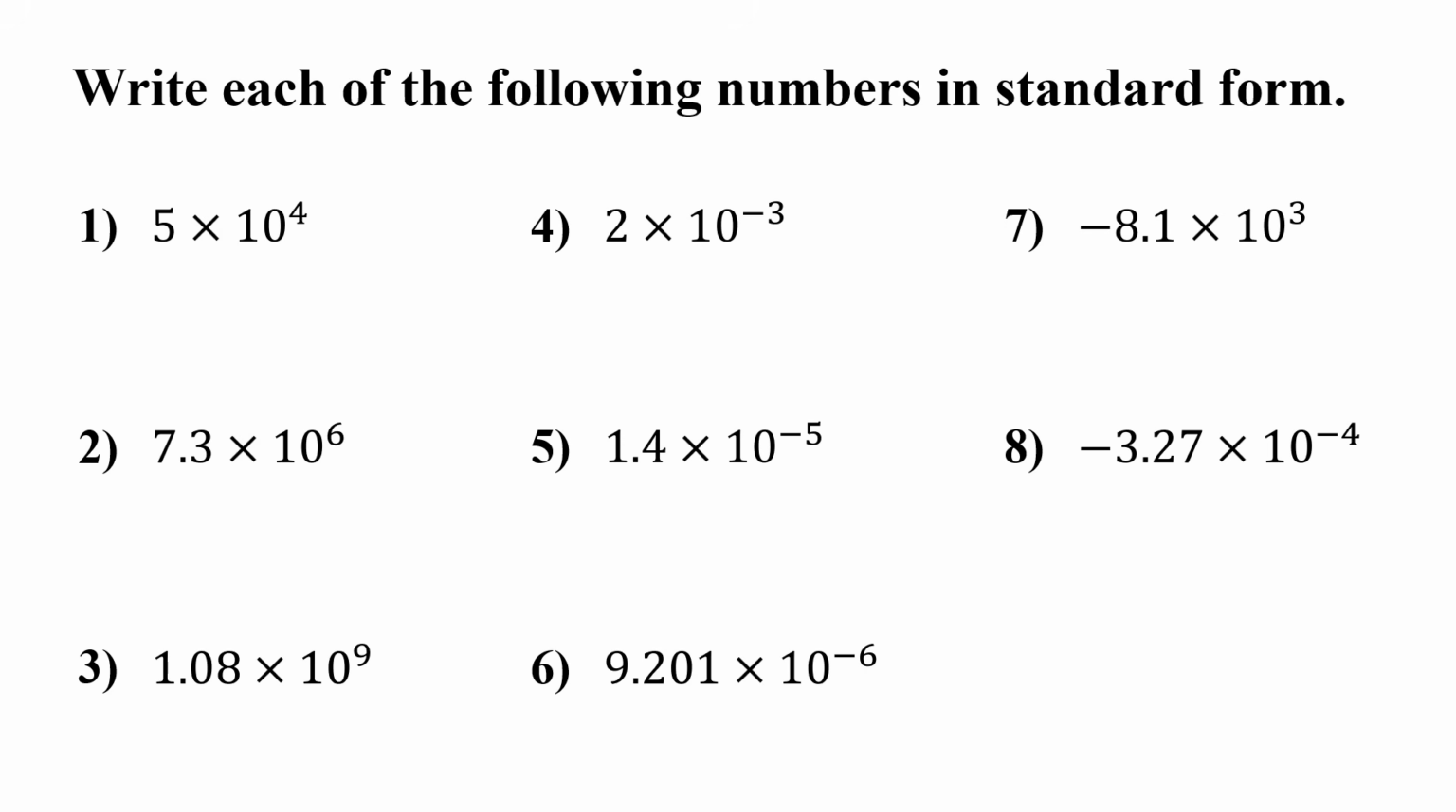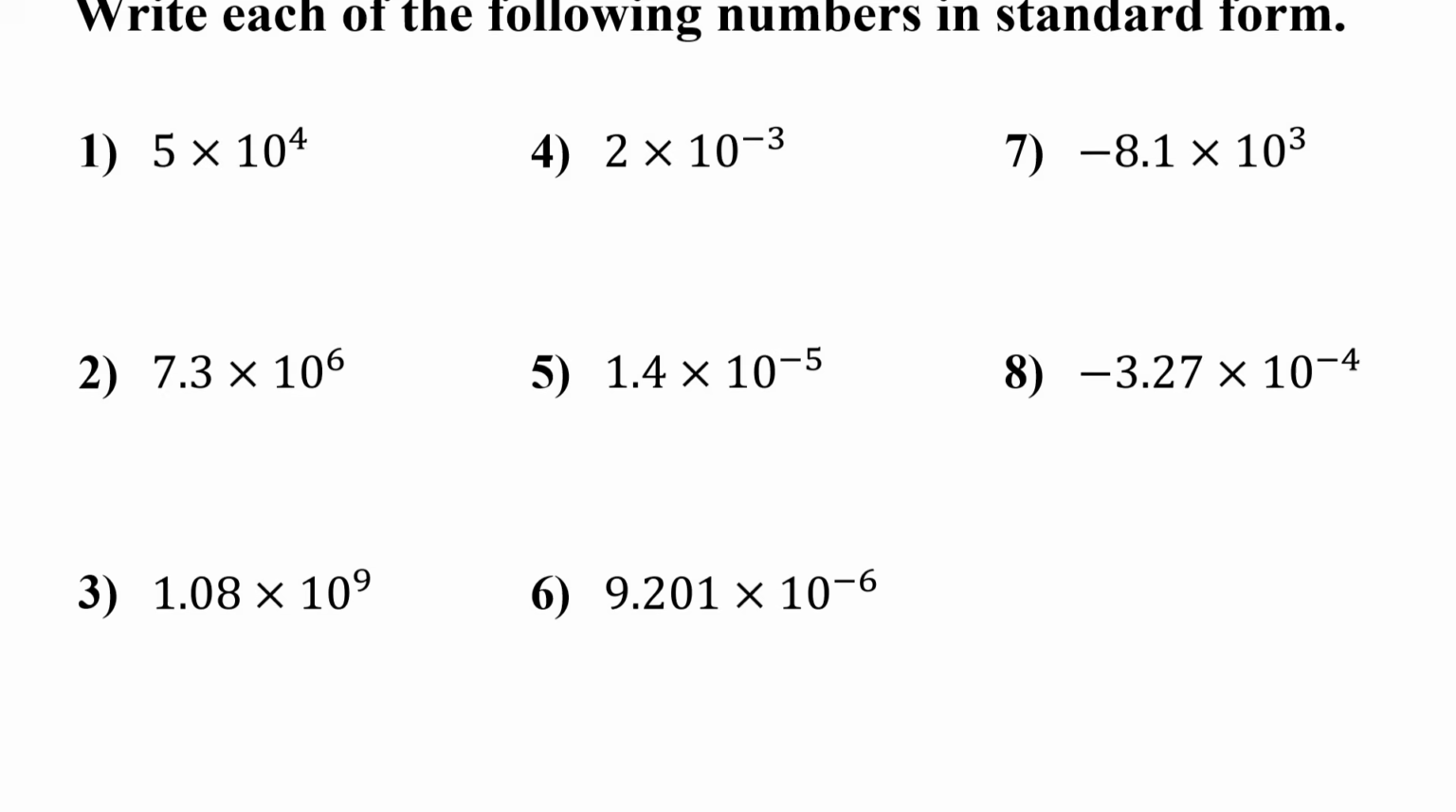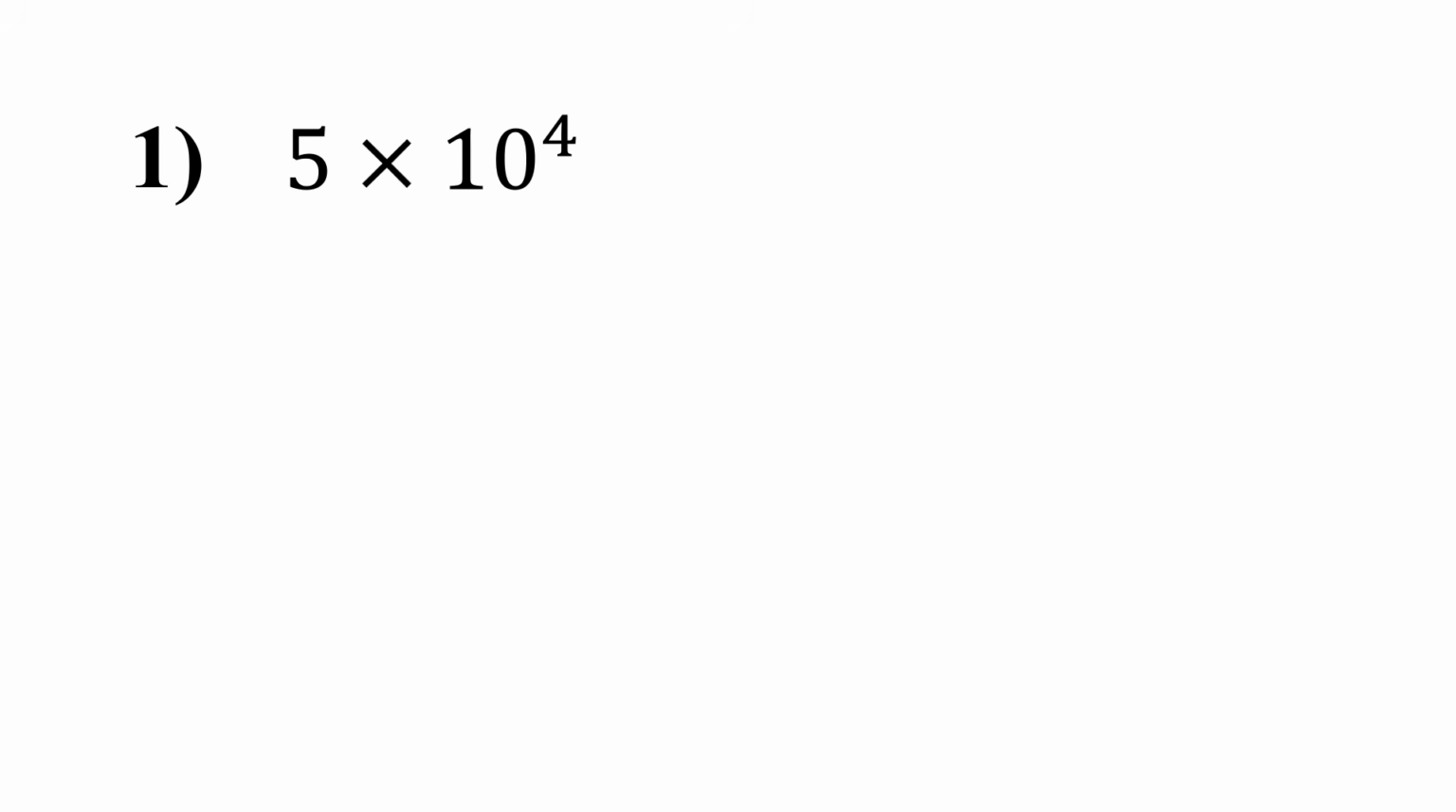In this lesson, you will learn how to convert numbers from scientific notation to standard form. Here's the key rule you need to remember. The exponent on the 10 tells us how many places to move the decimal point. If the exponent is positive, we move the decimal point to the right. If the exponent is negative, we move the decimal point to the left. Let me show you exactly how to do that step by step.